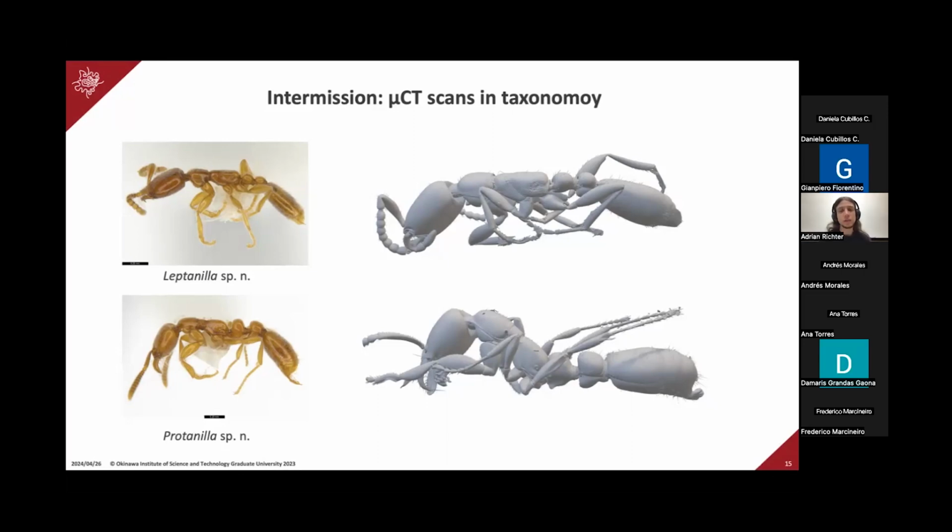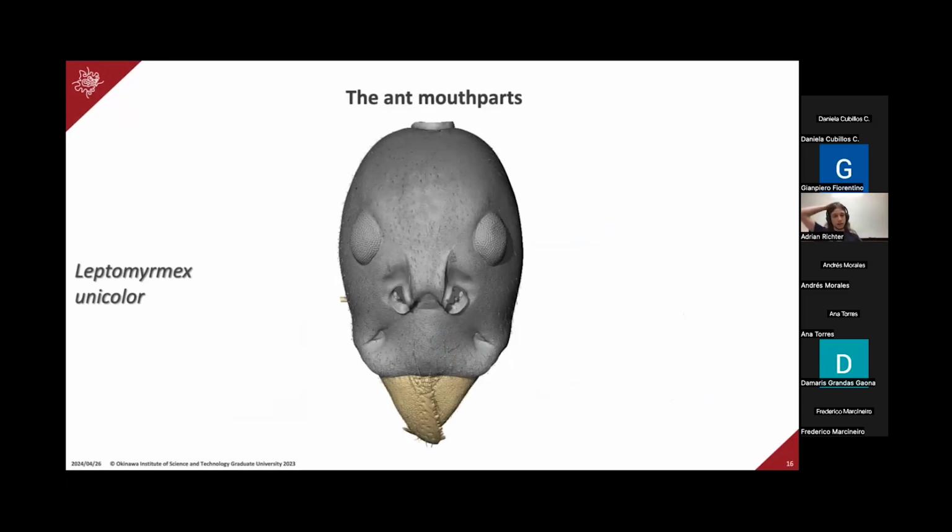And these 3D reconstructions definitely helped us to look at some detailed features to compare these species and to identify the species. But now, finally, I want to get a little bit into my current ant mouthpart projects.